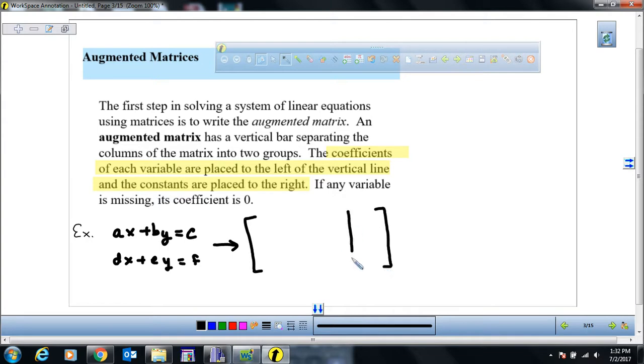There is going to be a vertical line right here, and just to give you a better idea, the vertical line is nothing else but the representation of the equal sign of your system of equations. The coefficients are going to be on the left side. The coefficients are the numbers in front of the variables, which in this case are A, B, D, and E, the X's and the Y's. Those are placed on the left, and the constants are placed to the right. This is what we call an augmented matrix.